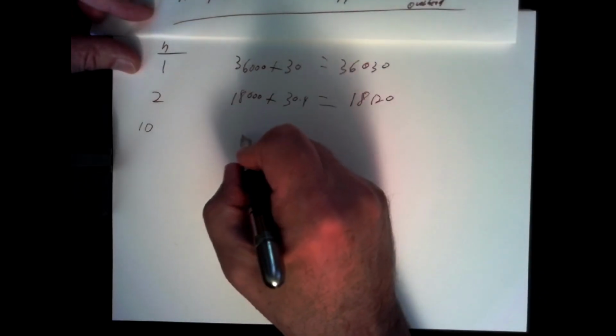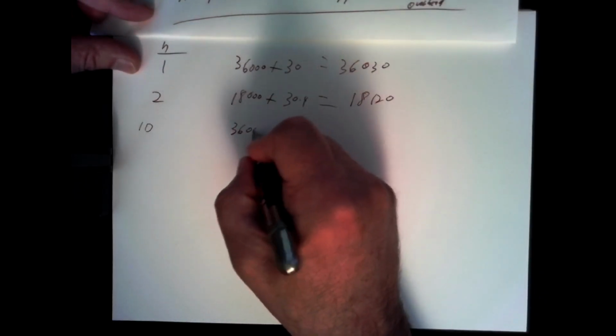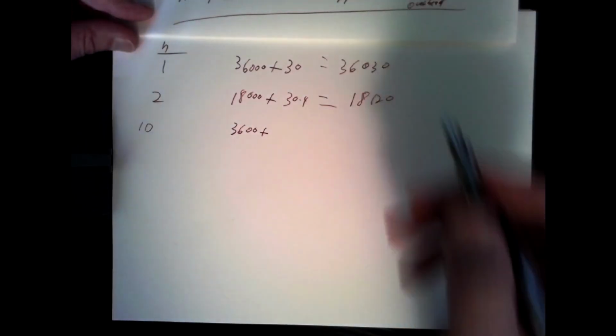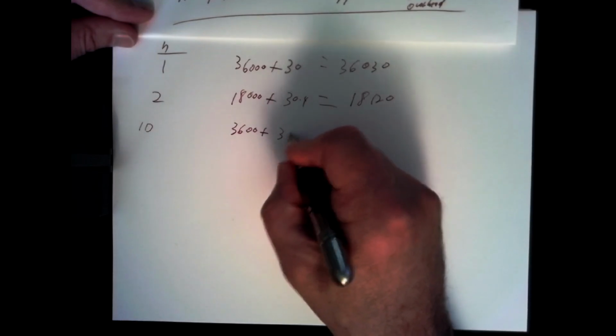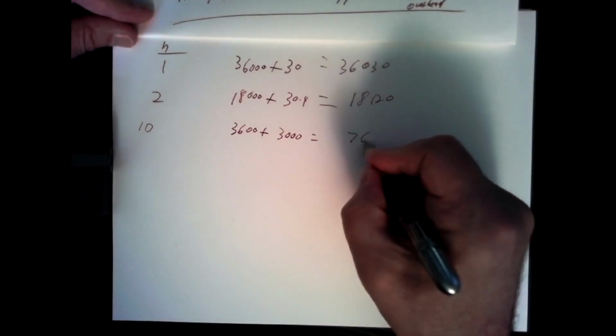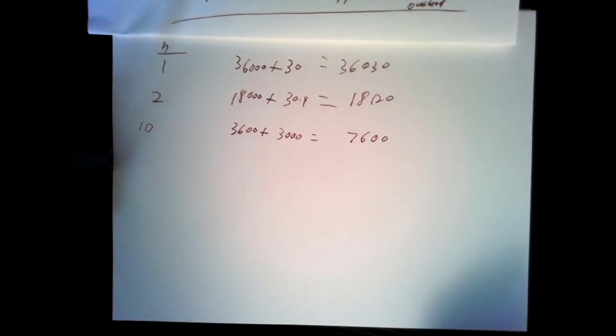Well, 36,000 over 10 is going to be 3,600. And then 30 times n squared, which is 100, is going to add 3,000. So this is going to be 7,600 seconds.